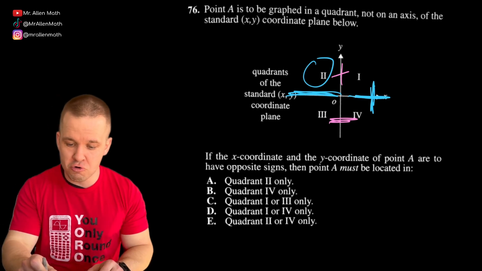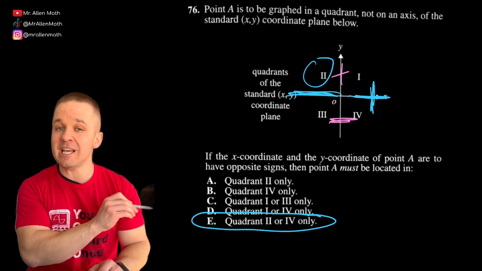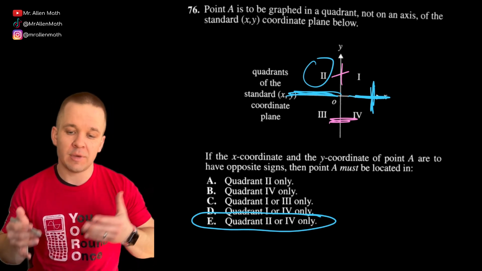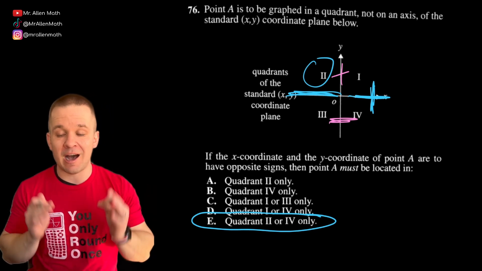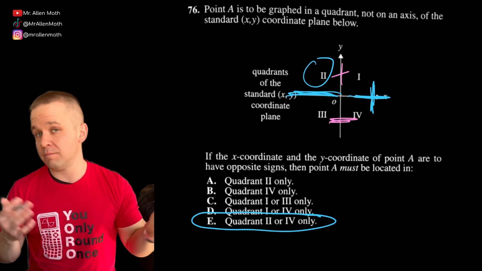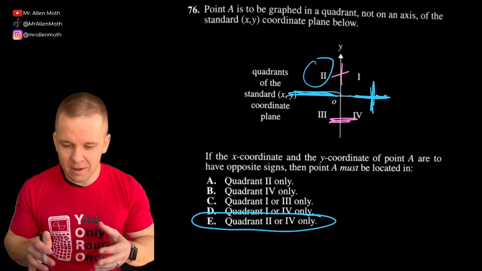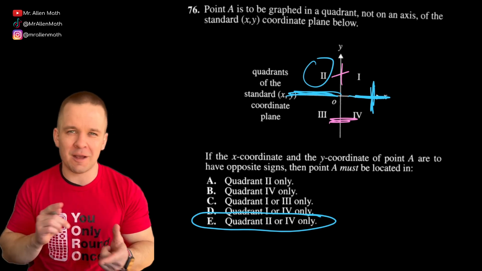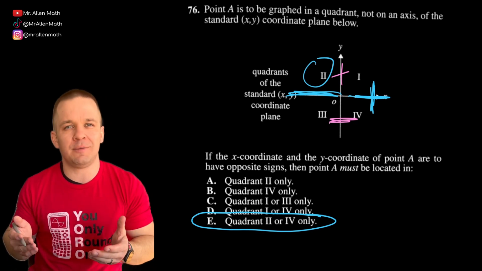Is that an option here? Oh, yes. Choice E. 2 and 4 only. So that's where they're going to have opposite signs. If it said where they're going to have the same signs, it's going to be 1 and 3. Cool? All right, a little bit of a weird problem there. Not like any math, just kind of thinking about things in generalities, which can honestly be confusing at times.